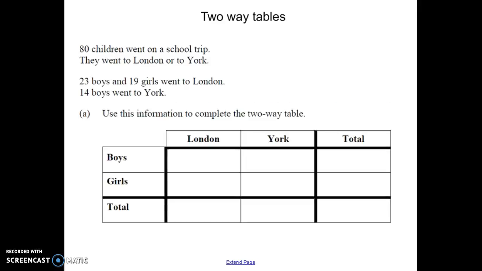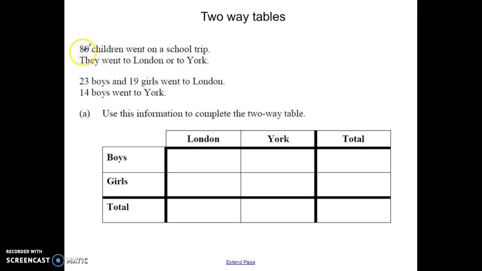Here's a slightly different sort of question. I wanted to include this because, as you can see, there's nothing in the table to start with. It's all worded, so I'm going to have to take this information and put it bit by bit into the table. So let me show you how I would do that.